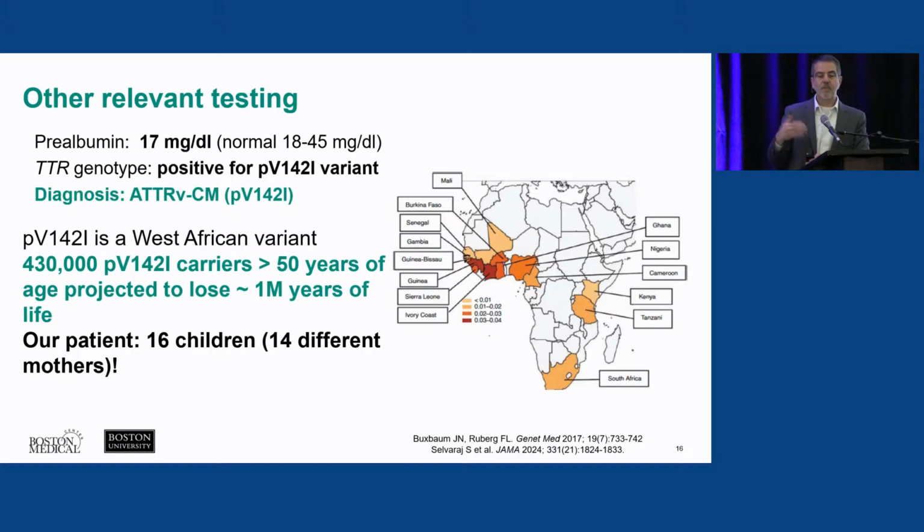This V142I is a very important variant because there's many people in the US, over 1.5 million, who carry it. There's almost 500,000 people who are over 50 who carry it, and they've been, by epidemiologic modeling, proposed to lose a substantial amount of life. But the important thing is it doesn't interfere, obviously, with someone's capacity to pass it on. So this patient had 16 children from 14 different mothers. This is true. I did not make it up.